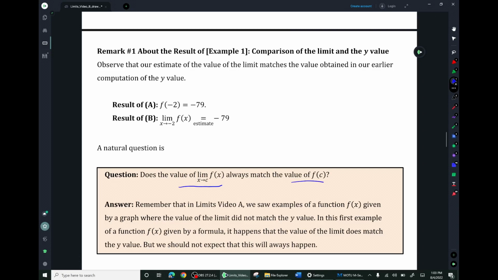Well, the answer to that is to think back to limits video A. In that video, we saw examples of a function given by a graph where the value of the limit did not match the y value. In this first example that we've just done, it happens that the value of the limit does match the y value, but we should not expect that this will always happen.